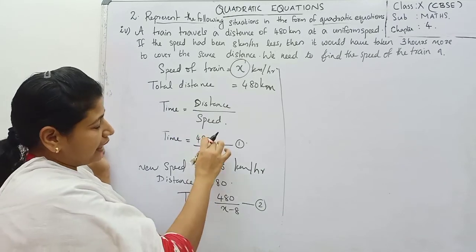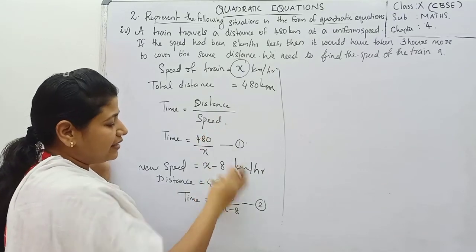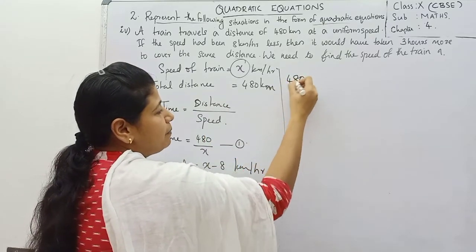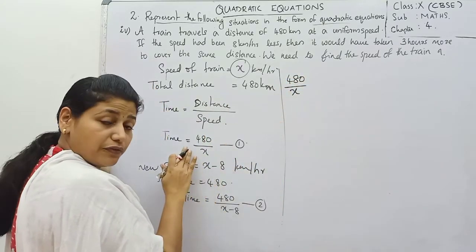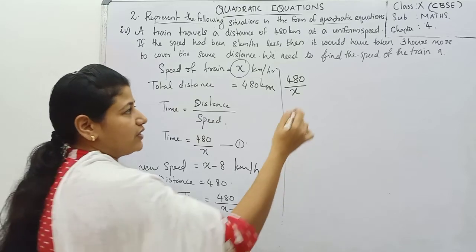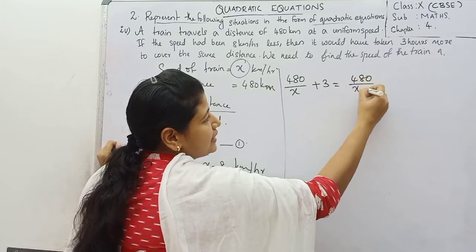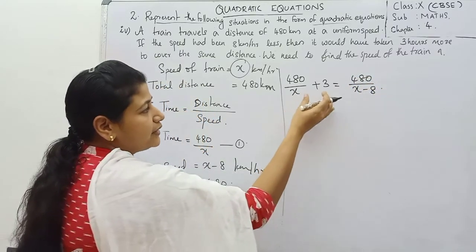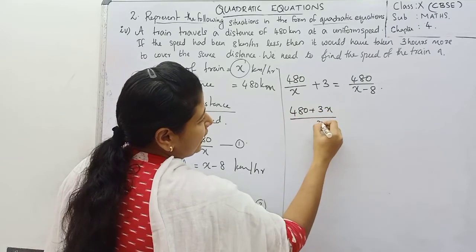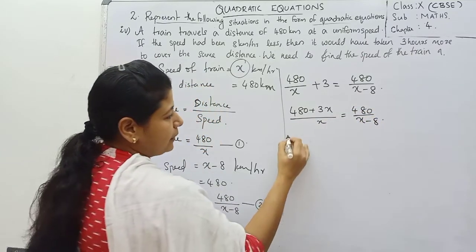And actually we know that this time is less than this one, isn't it? This time is less than this time. According to our question, we can write 480 by x, which is the time taken in the first case, is less than the second case by 3. So we can write 480 by x plus 3 equal to 480 by x minus 8. Now we can make the denominator the same. That's why we can write 480 plus 3x by x, which is equal to 480 by x minus 8. Now we can cross multiply.